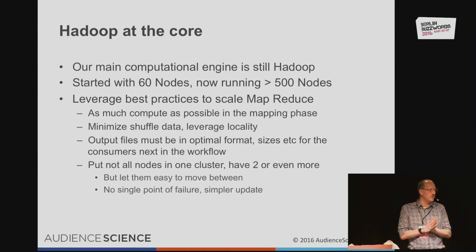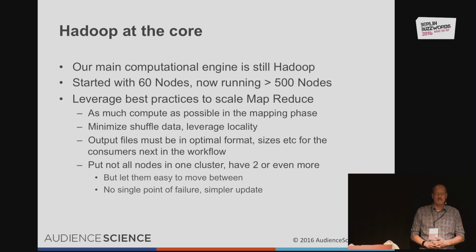Okay, now we go a little bit to the Hadoop stuff. As we said, we process a huge amount of data, and how we do it right now is mainly MapReduce jobs, which we are running to process it. We started a couple of years ago with 60 nodes. Right now, we are at more than 500 nodes. We are running them right now based on the Cloudera infrastructure.